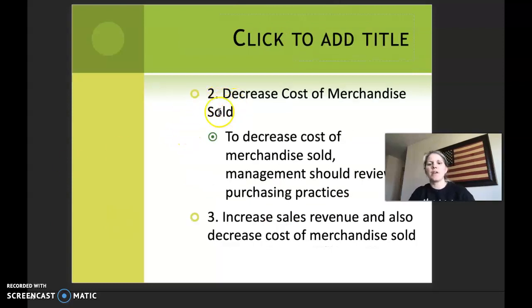Then just write down number 2, decrease our cost of merchandise sold. So how might we do that? We could do that simply by having our management review their purchasing products. Are we buying too much of something at a time? Do we have too much in stock? Are we having a lot of stock that we're not selling and we just have to hold on to? And then the last thing is maybe we need to do both. Maybe we need to increase sales revenue as well as getting that cost of merchandise sold down. So those are things if our component percentage for gross profit on sales is not acceptable.